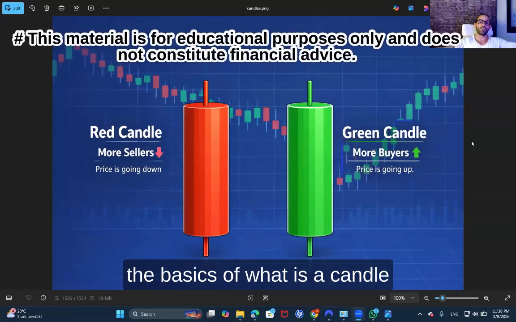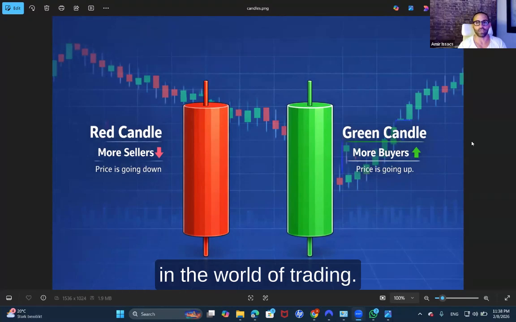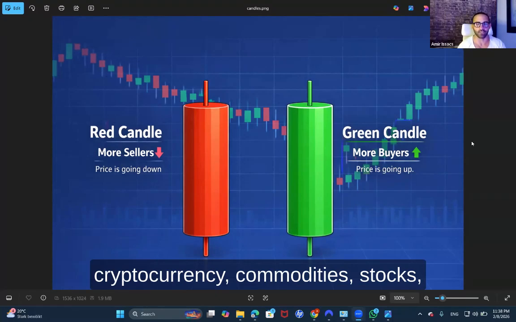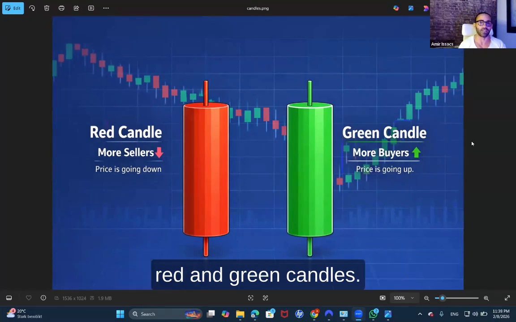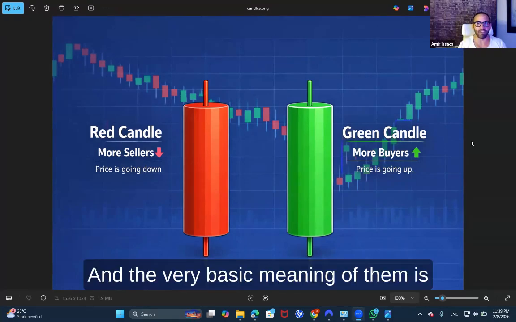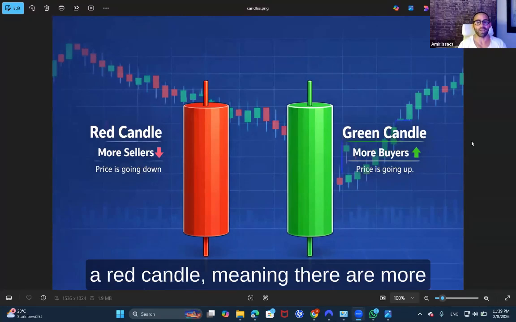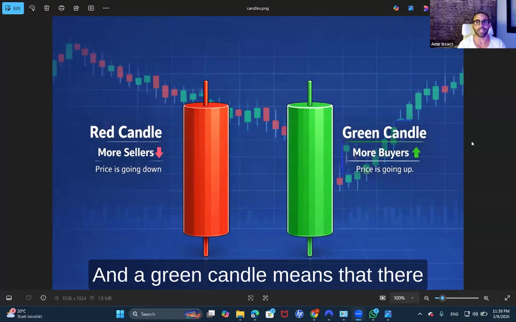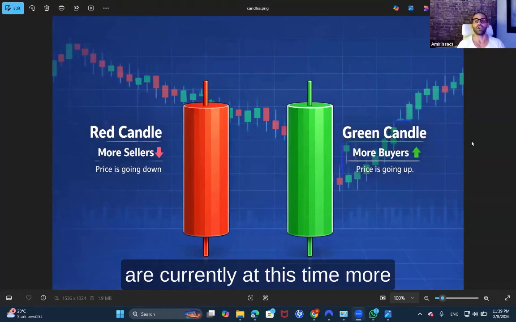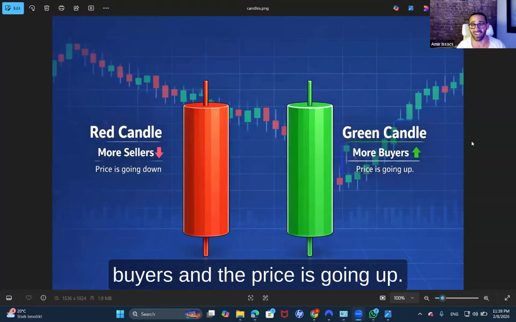Today we're going to go over the basics of what a candle is in the world of trading. No matter what graph you're looking at, whether it's cryptocurrency, commodities, or stocks, you're always going to see those red and green candles. The very basic meaning of them is that a red candle means there are more sellers and the market is currently going down, it's pushing down. And a green candle means that at this time there are more buyers and the price is going up.